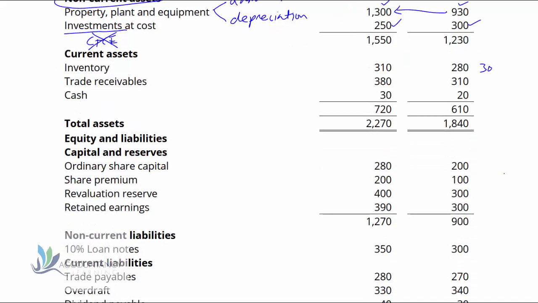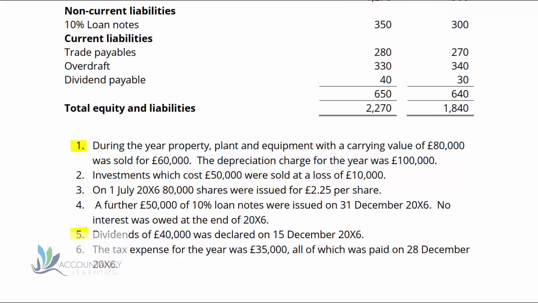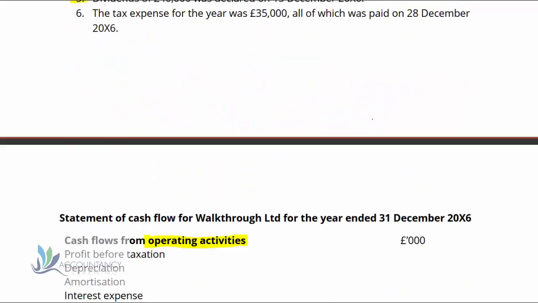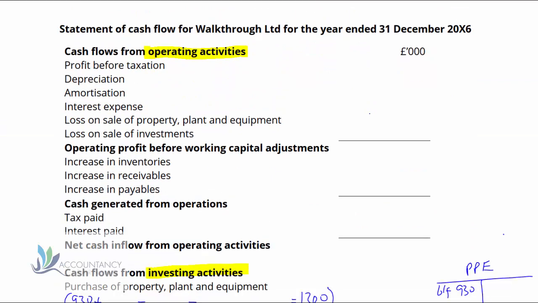So we need to go to our operating activities, and we can see there's the section for our working capital adjustments. So we have our inventories, so it was 310 minus 280, so we've got a movement of 30. So if our inventories have gone up, that means that our cash must have gone down.